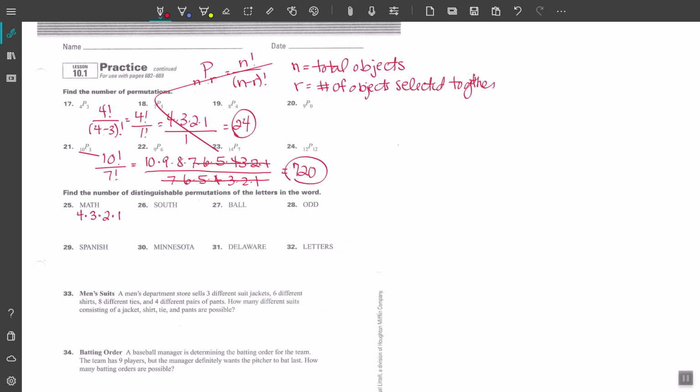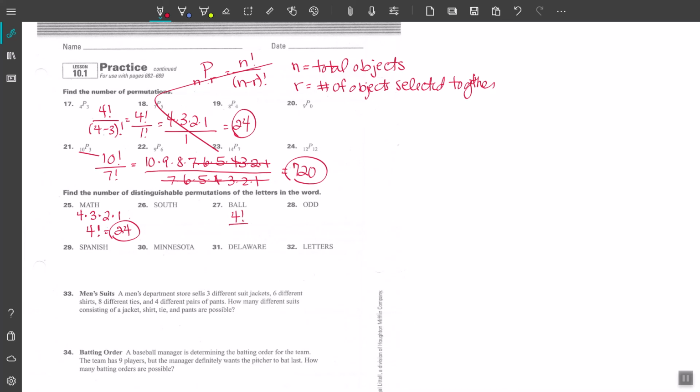So 4 times 3 times 2 times 1 is 4 factorial. So we can write that as 4 factorial. All right, and that actually comes out to be 24. Okay, if we have a situation like in number 27, here the letter L is repeated twice. So we have 4 spots. So in the numerator, we're going to have a 4 factorial.